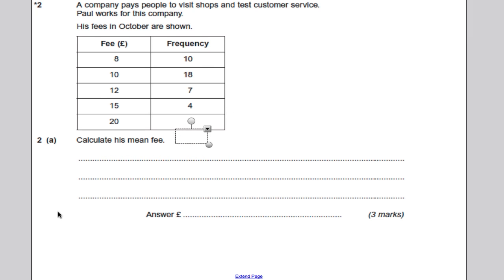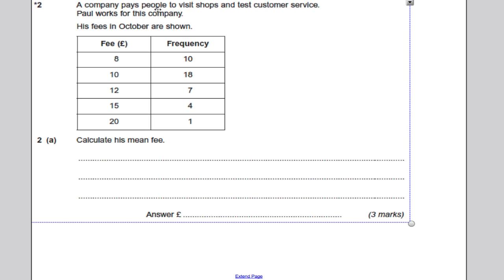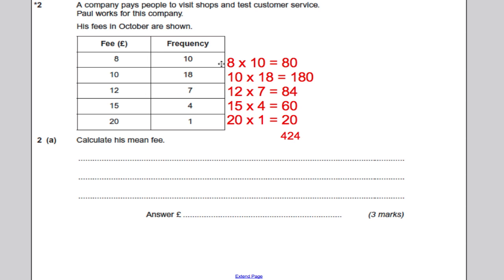Question 2. A company pays people to visit shops and test customer service. Paul works for this company and it gives his fees for October. We're asked to calculate his mean fee. So this is a discrete frequency table. So what we're going to do is the fee times the frequency for each one. Working that out, we get 8 times 10 is 80, 10 times 18 is 180, and so on. So we do that for each fee.